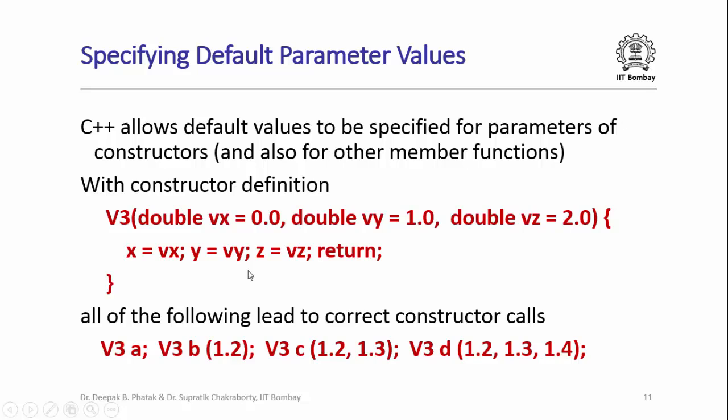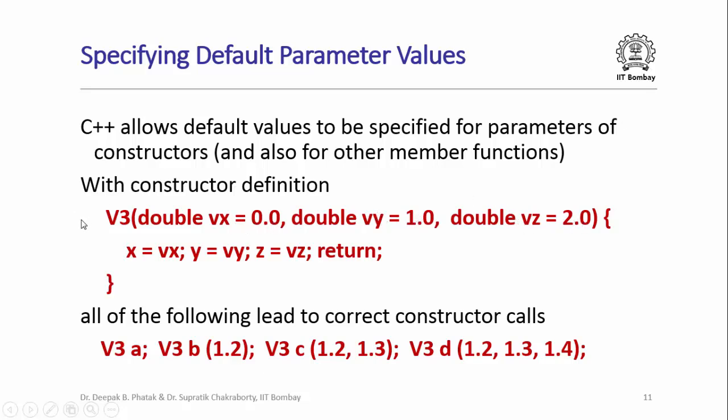Now in C++, you can also specify default values of parameters for constructors, and not only for constructors, but also for other member functions. For example, here is a constructor definition for the class V3, in which I have taken three double-valued parameters. And for each of these double-valued parameters, I have also specified what the default value of that parameter is.